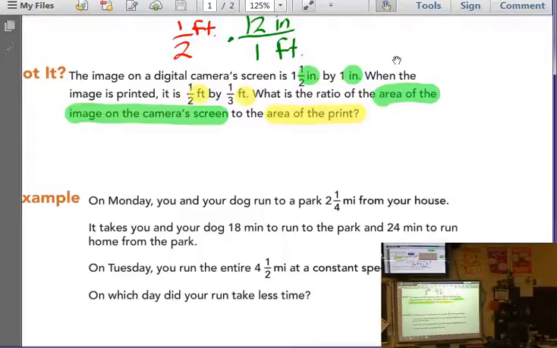Then to find the area, we're going to multiply these together to find the area of the print. And then we'll compare them to our pattern. So I'm going to start with almost whole class.